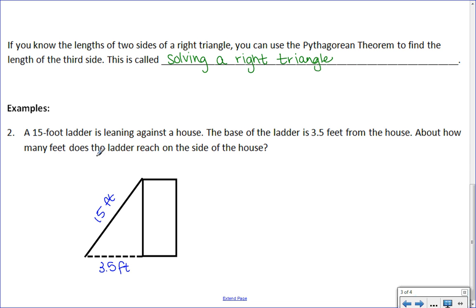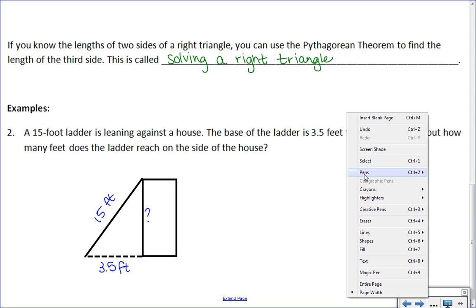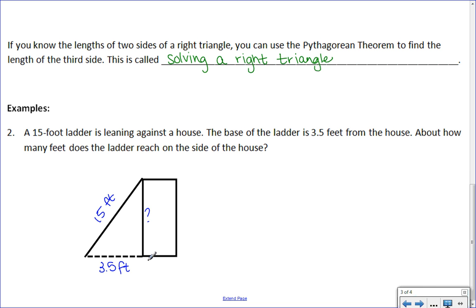About how many feet does the ladder reach on the side of the house? Okay, here's the side of the house. We want to know how many feet does the ladder reach. So this is the side we're looking for. Okay, now again, it's very important that we know where the right angle is, and that would be right here, where the horizontal line here and the vertical line there meet.